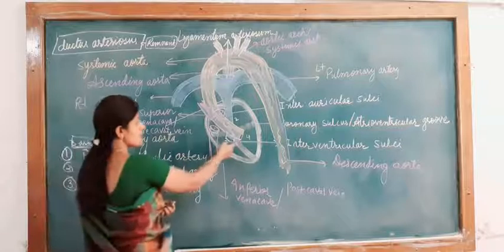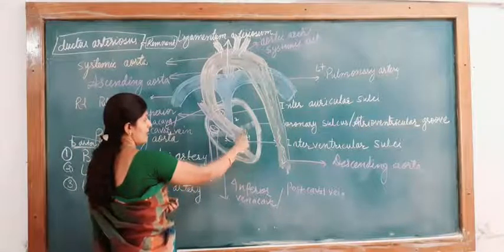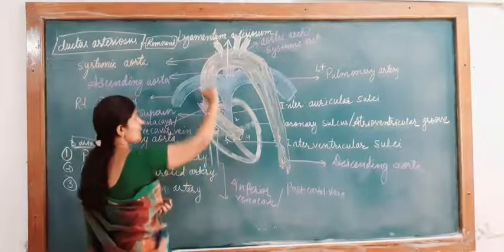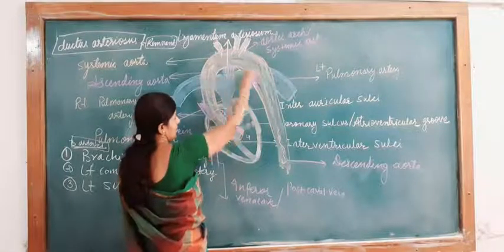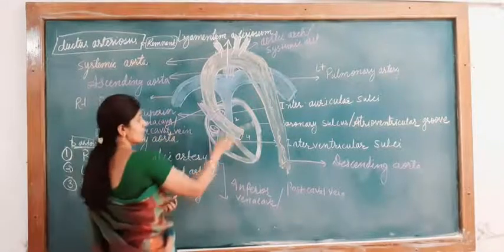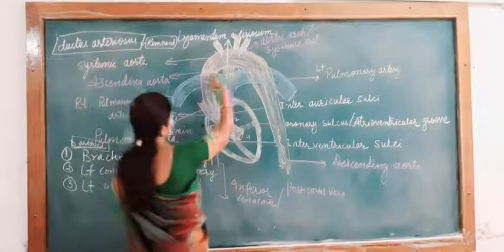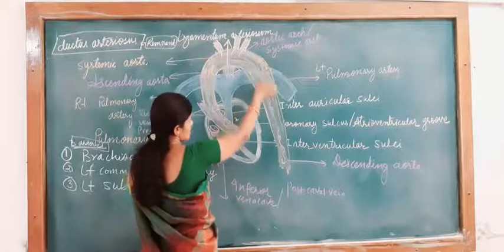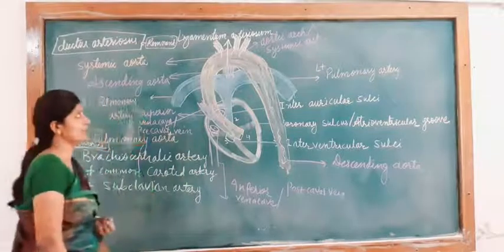Then the systemic aorta takes its origin from the left ventricle, goes upward, and it is turned. It is taking a U-turn and coming down. So it is divided into three parts. The part going up is called the ascending aorta, the part taking the turn, where an arch is formed, is called the aortic arch or systemic arch, and the part coming down is called the descending aorta.